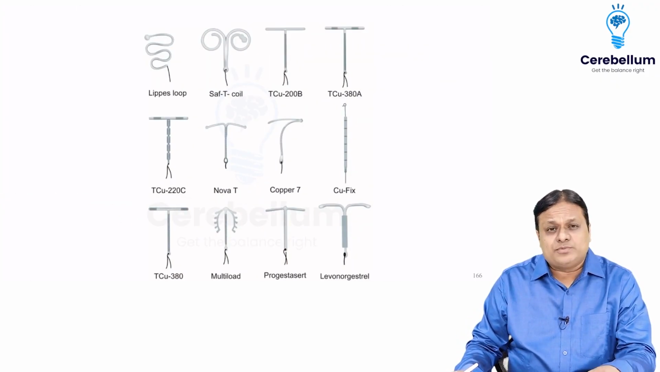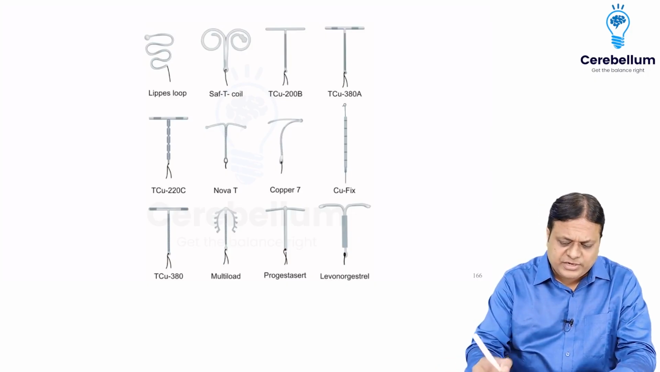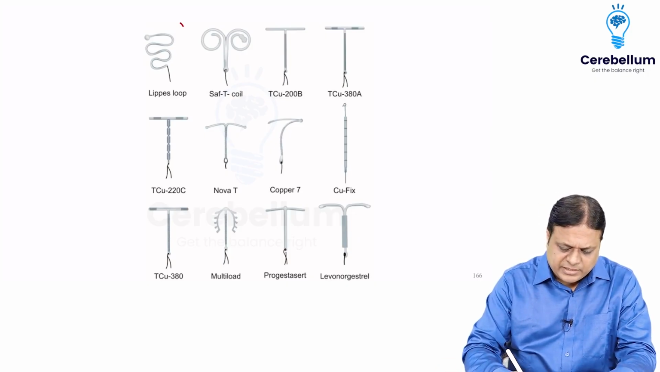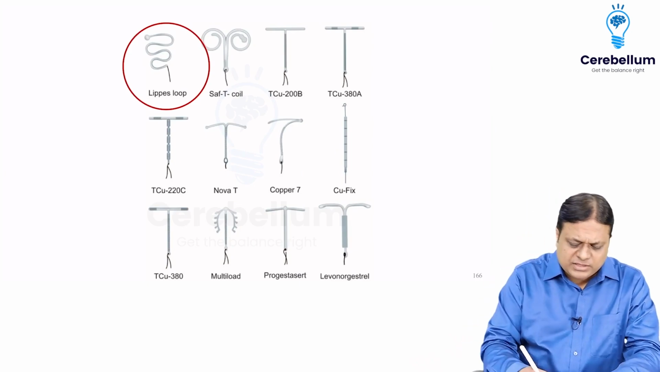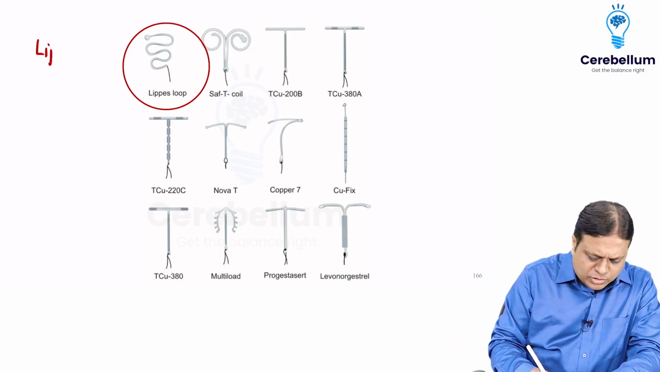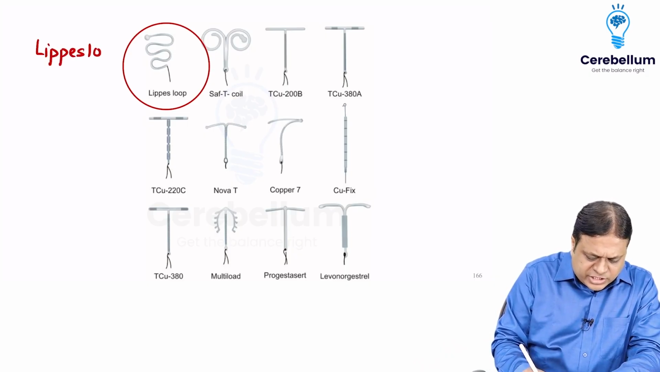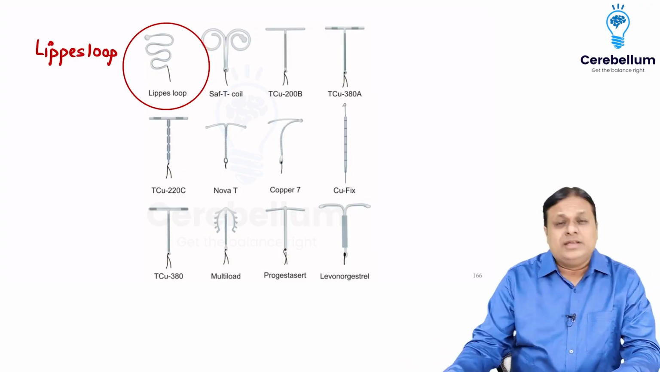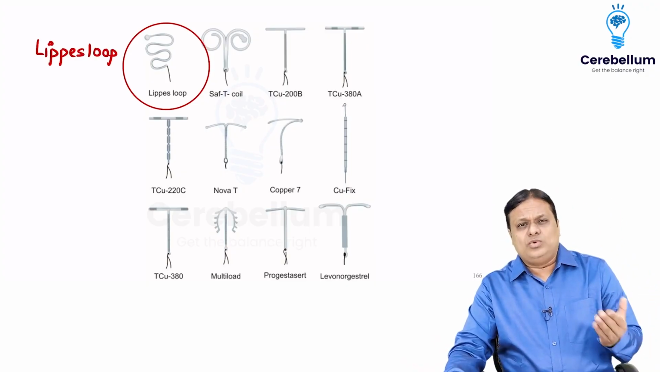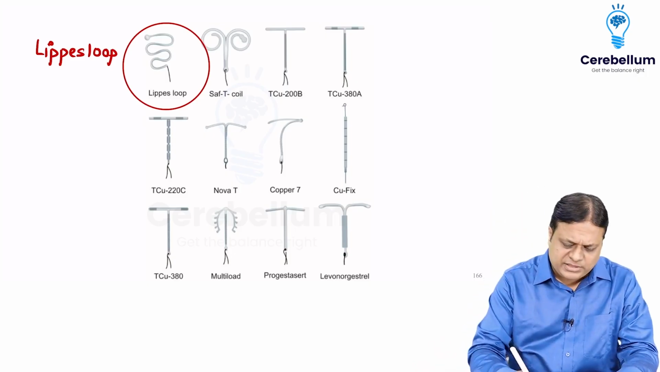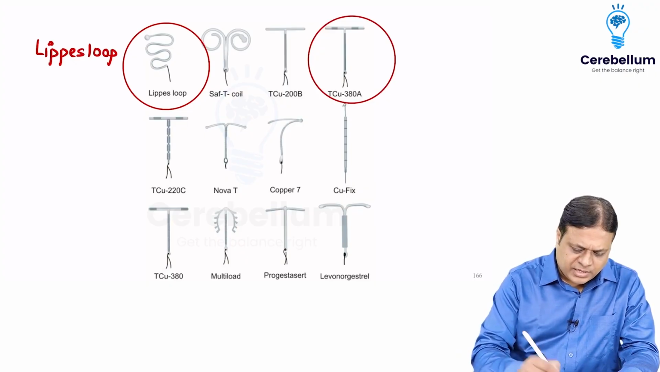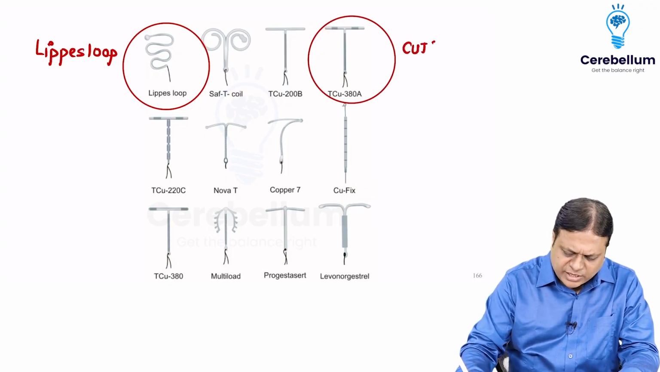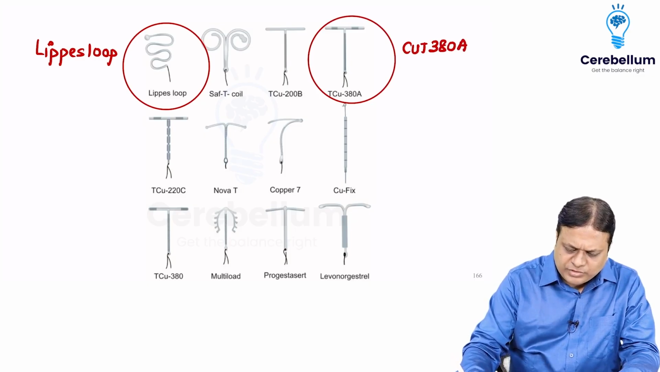These are different types of IUDs. What we should definitely know is that Lippes loop is the oldest IUD, the IUD with the highest failure rate also. It is a generation 1 IUD. Generation 2 IUDs include IUDs like Copper T 380A in the program, which has the longest shelf life of 10 years.